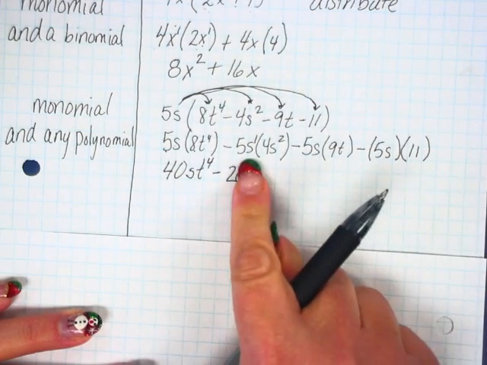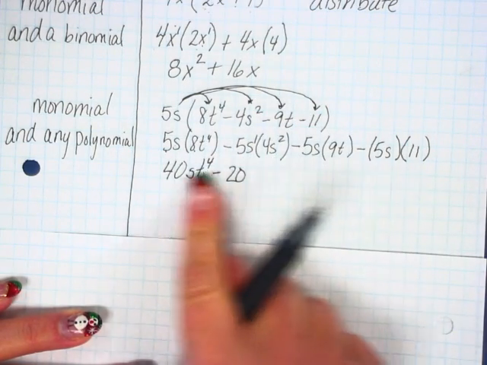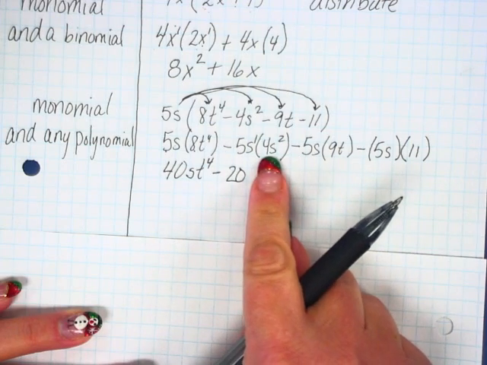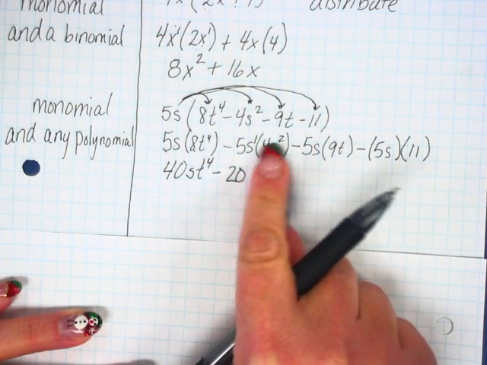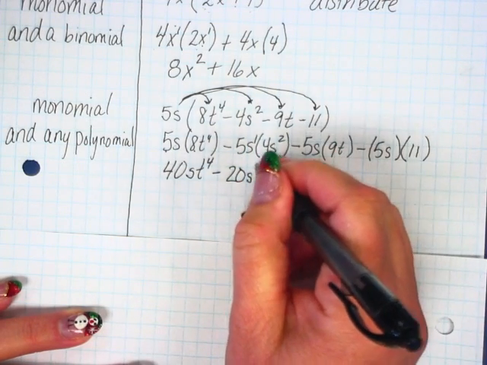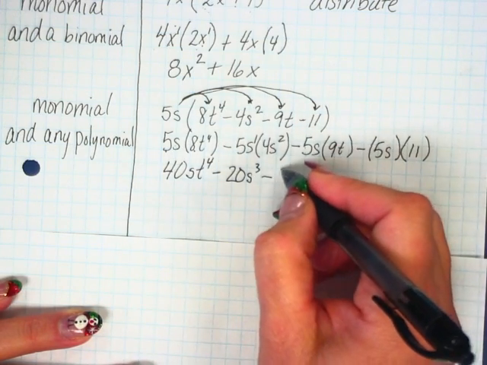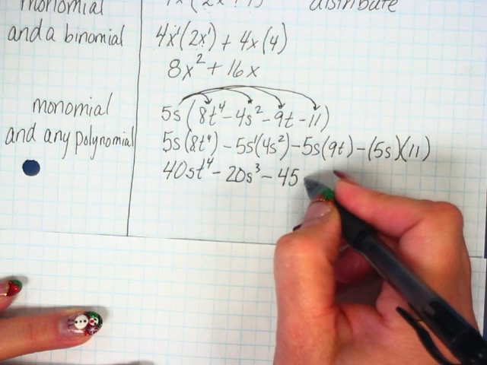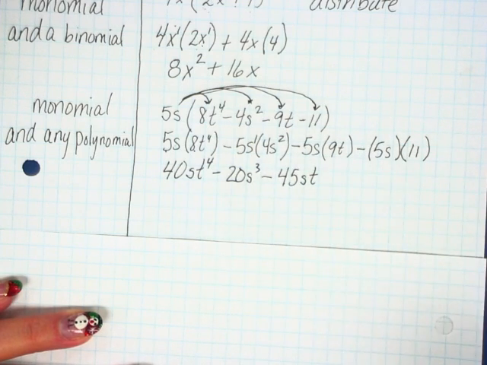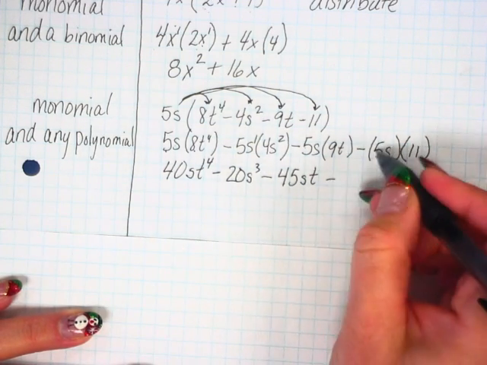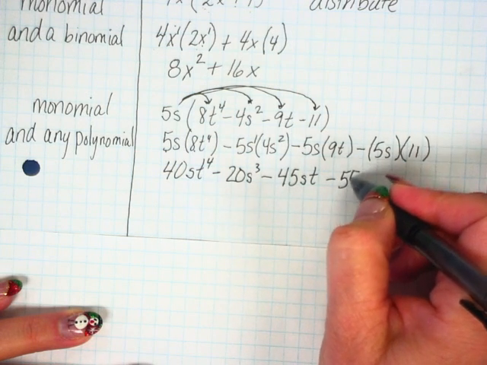Remember, two bases, they're both s's. This was an s and a t. This is an s and an s. Two bases, two exponents, we add them together. Minus 5 times 9 is 45. And again, these are different bases, so we just write them down. And then 5 times 11 is 55s.